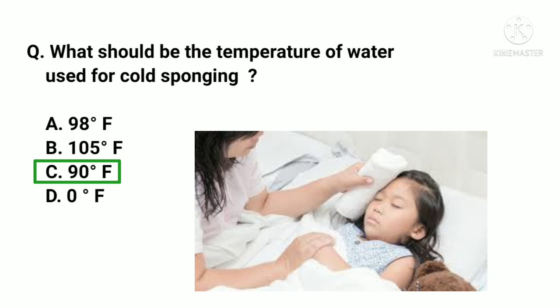Use lukewarm water, that is 90 degree Fahrenheit to 95 degree Fahrenheit. Do not use cold water, ice or rubbing alcohol, which will lower the child's body temperature too quickly. Do sponging for 20 to 30 minutes. Stop sponging if the child starts shivering.